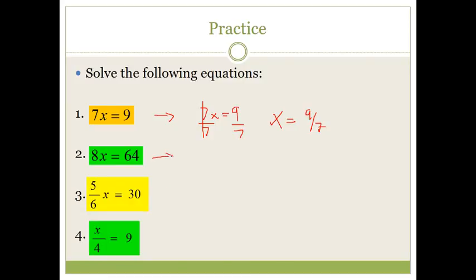So this problem is exactly the same, just with different numbers. 8 times x equals 64. So I want to undo multiply by 8. Just like in the last problem, to undo multiply by 8, I need to divide both sides by 8. So then we get that x is equal to 64 divided by 8, which happens to be 8.